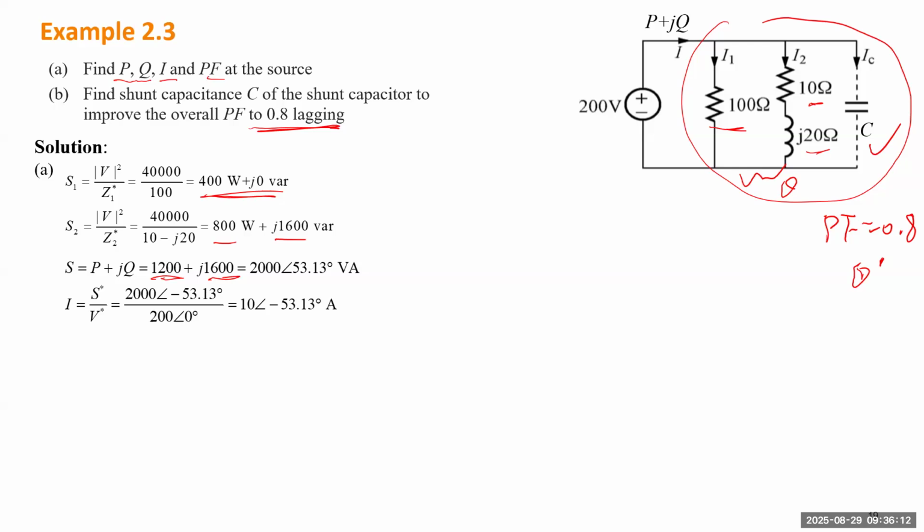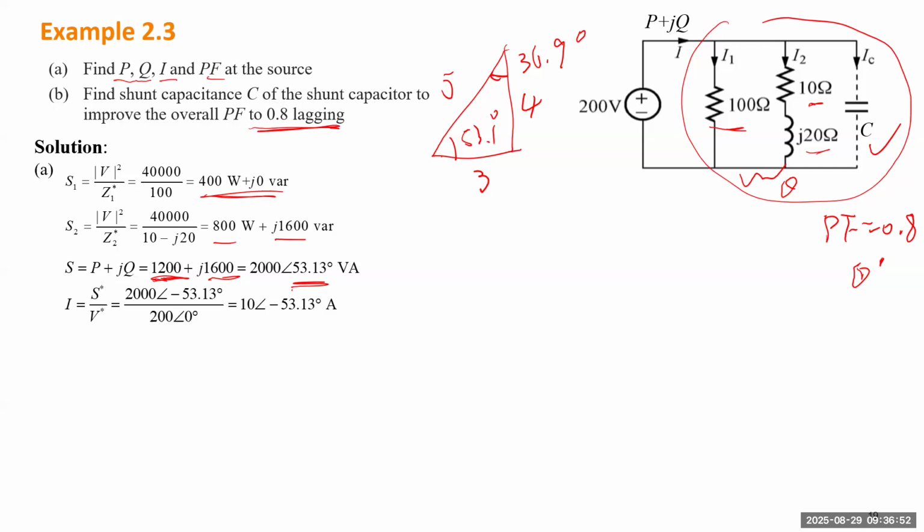So please memorize this triangle. That will be very convenient, because in the homework and test, I'll try to use this triangle to make calculation easier, right? What is this angle? Usually this angle is 36.9 degrees, and this angle is about 53.1 degrees. Just memorize the triangle. So for this case, we have 1200 and 1600, which is the ratio of 3 to 4. So the angle has to be 53.1 degrees.